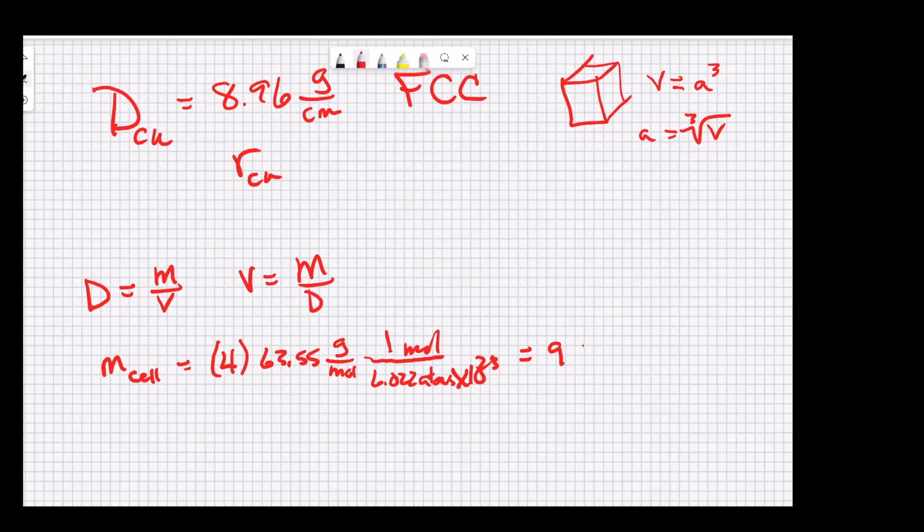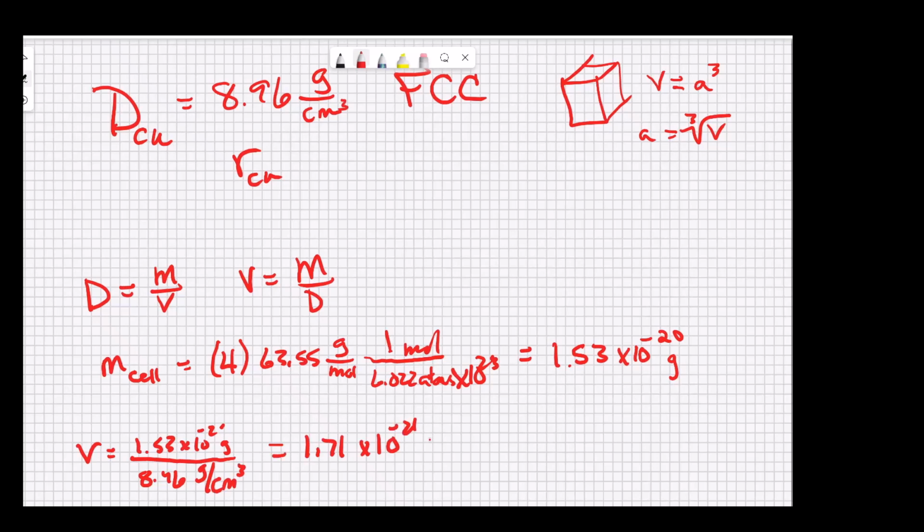Yep, pretty close. 1.53 times 10 to the minus what? And what's the unit on that? Grams. Okay, so now find the volume of the cell. That's right. So you're going to say 1.53 times 10 to the minus 20 grams divided by my density, which is 8.96 grams per cubic centimeter, right? All right, so that's the volume of this cube.